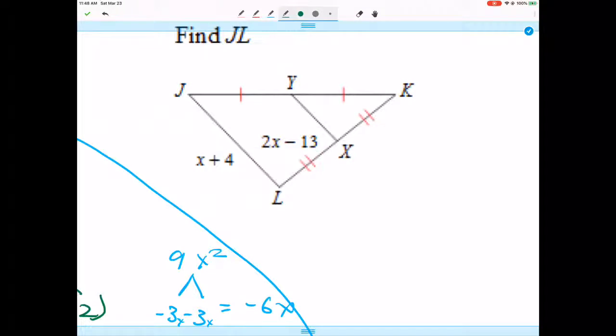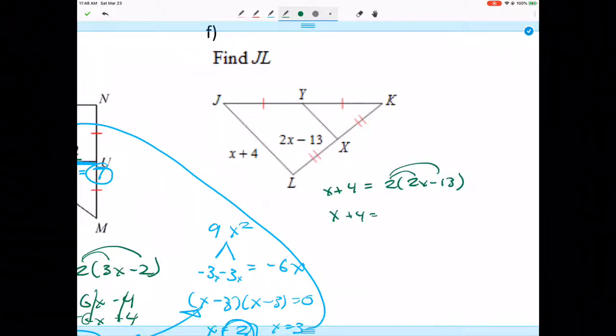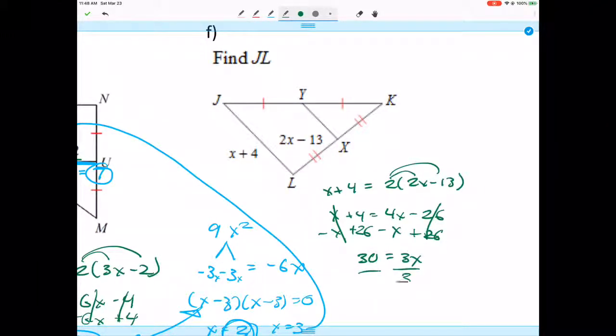All right, last one. x plus 4 is going to equal 2 times 2x minus 13. Distribute: x plus 4 equals 4x minus 26. And we'll subtract x from both sides, and we'll add 26 to both sides, and we'll end up getting 30 equals 3x. Divide both sides by 3, and we get x equals 10.